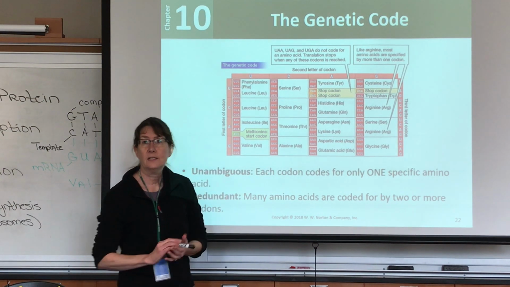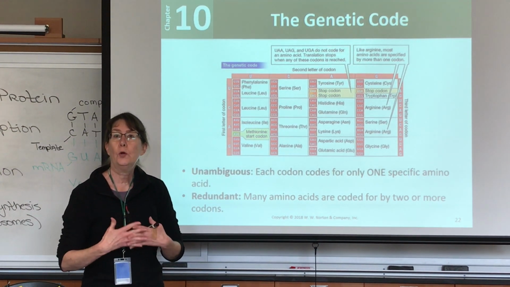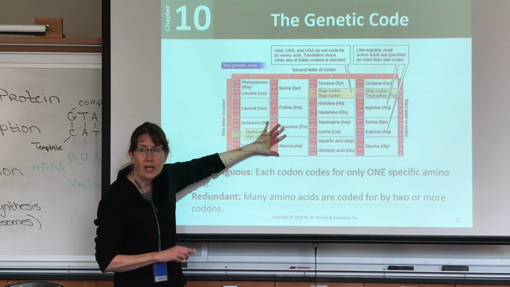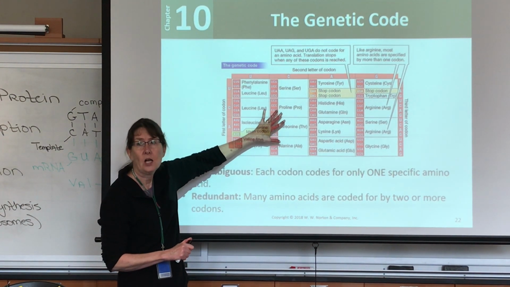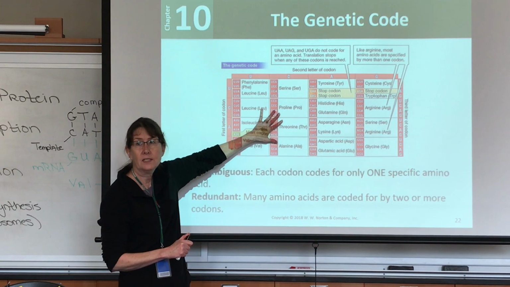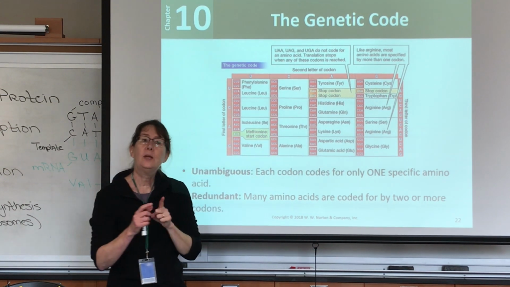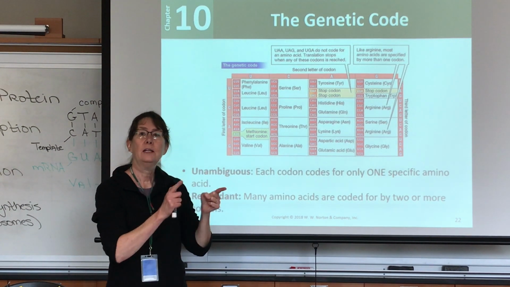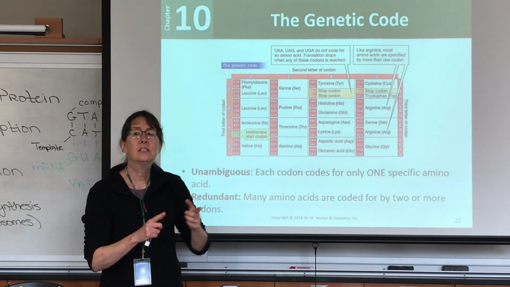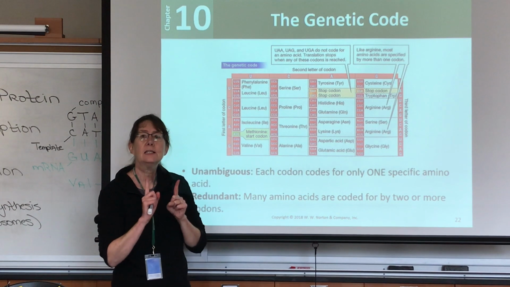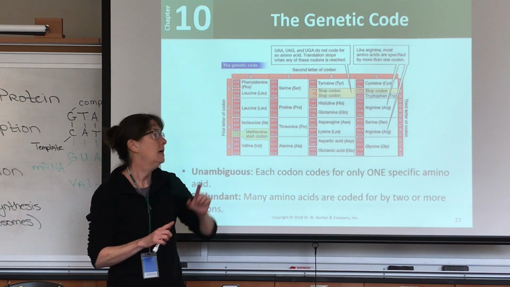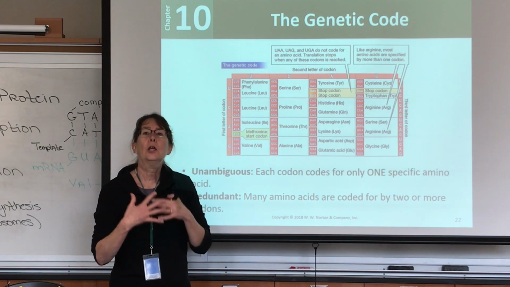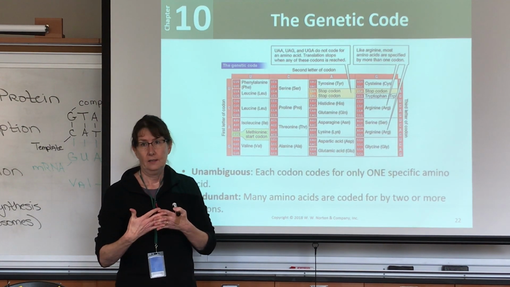All living organisms read this genetic code the same way. Humans, bacteria, plants, animals all read the genetic code the same way. That is why we can take a human gene for insulin and we can put it into bacteria. And the bacteria will read that gene the same way a human does and will produce human insulin. The genetic code is universal.